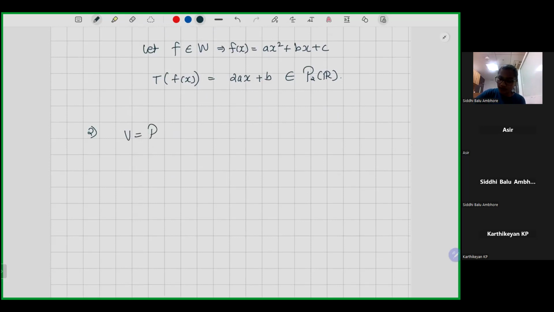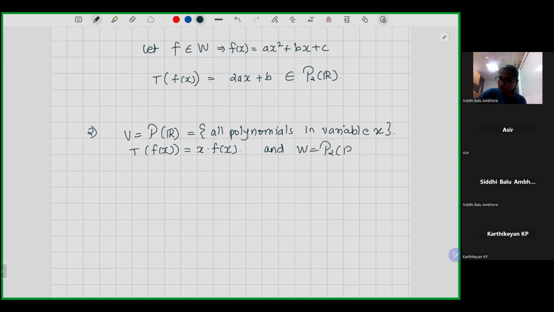But now again, V is P(R), so it is all polynomials in the variable x. Okay, and now T of f of x is equal to x into f of x, and W is P2(R). So any guesses in this case?